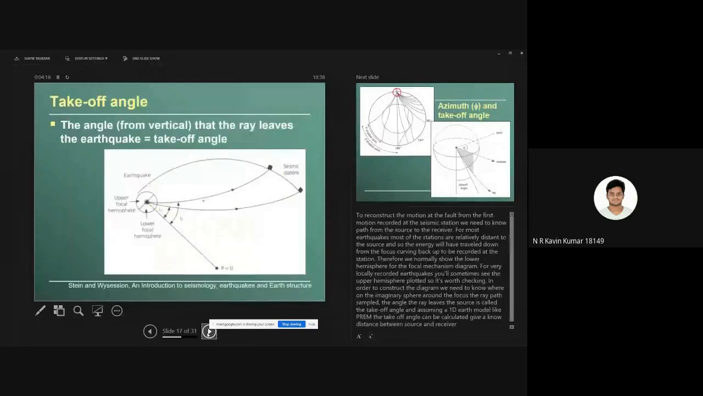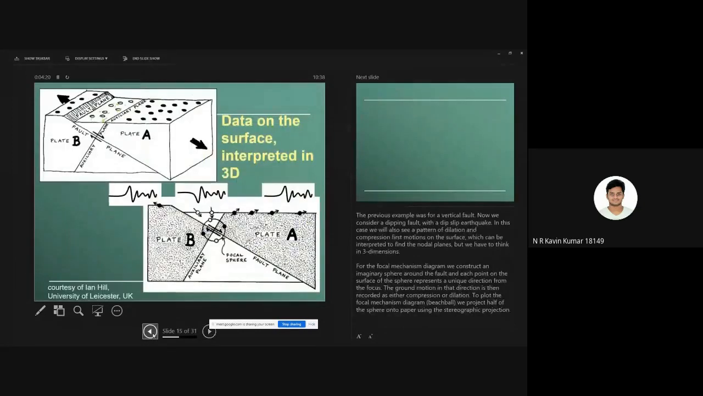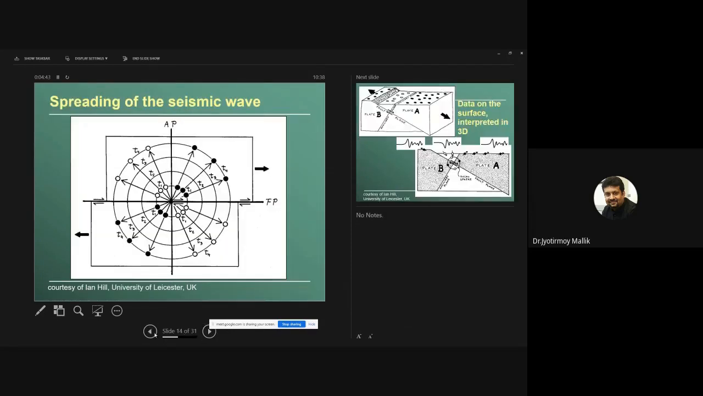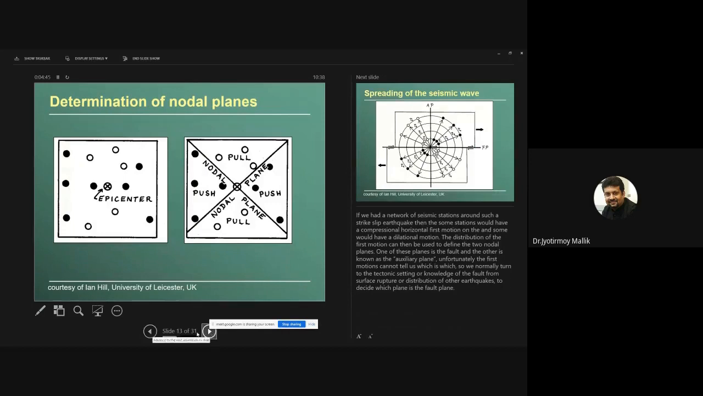So when making the stereo net, do we mark which is the actual fault and which is the auxiliary plane? We don't know. We just don't know from only one data. Maybe if we have some other supporting evidence, we might know. Say for example, if I look at this one, suppose I have two planes, northeast-southwest and northwest-southeast, right? We don't know which one is auxiliary, which one is main.